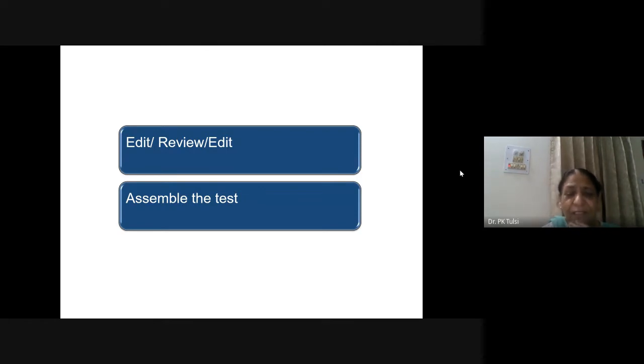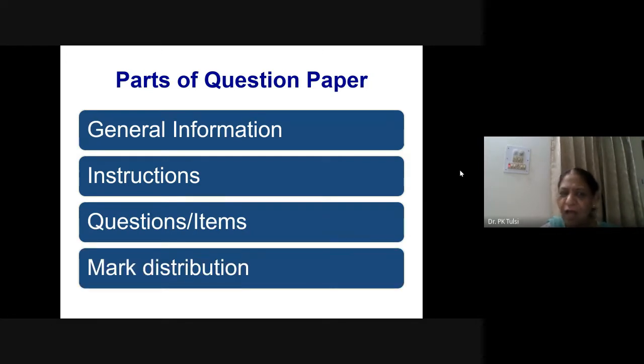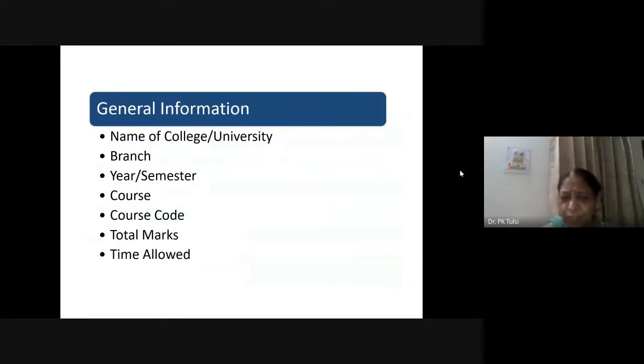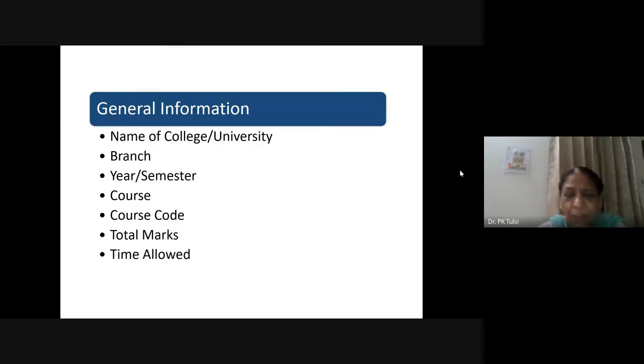Now, when assembling the test, any good question paper has 4 different aspects: the general information, then instructions, then questions, then the mark scheme. These are the 4 important elements in any question paper. So what is general information? General information includes your institution name or your university name, the branch for which the paper is prepared, the semester or the year, the course code, and total marks to be allocated, that is 100 marks, then time allowed, 3 hours, 2 hours, 1.5 hours, depending upon the duration.